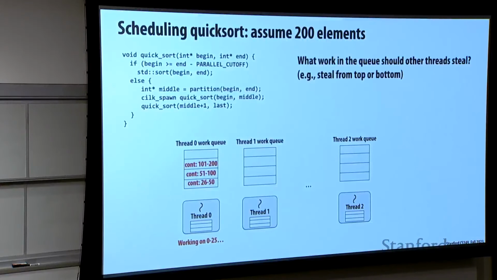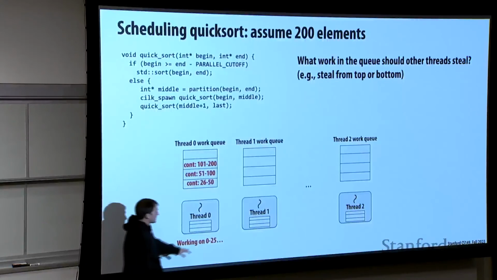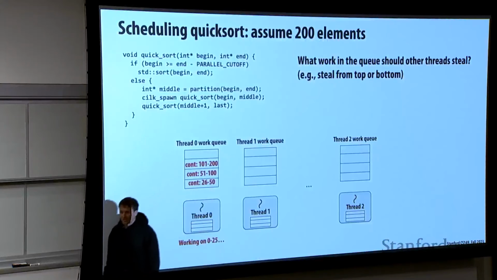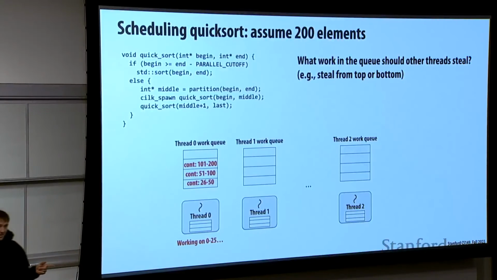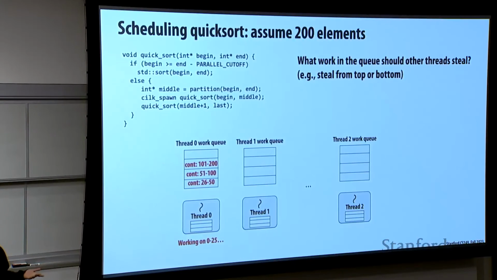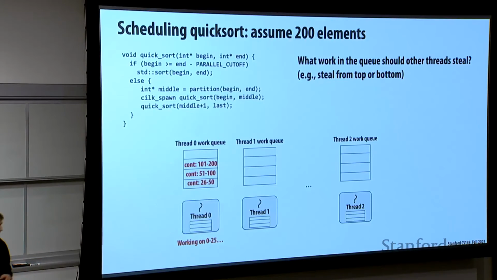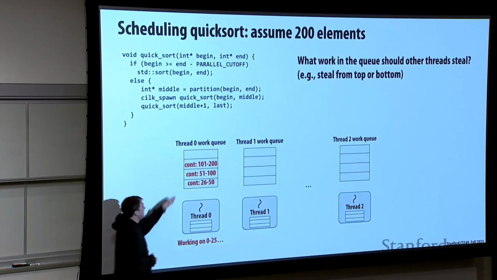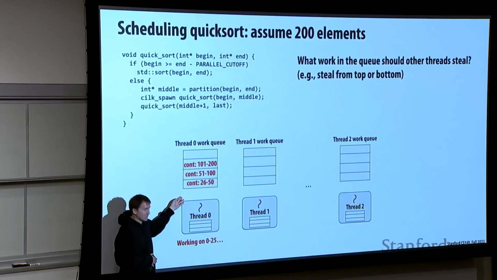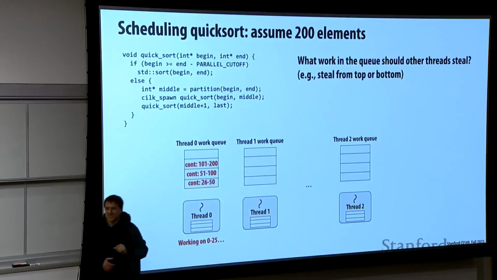Okay. So now let's think about what these idle threads 1 and 2 are going to do. They're idle, so what are they going to do? They need to still work because they're not making any progress. So now here's a question. There are 3 pieces of work here. Which one should thread 1 steal?